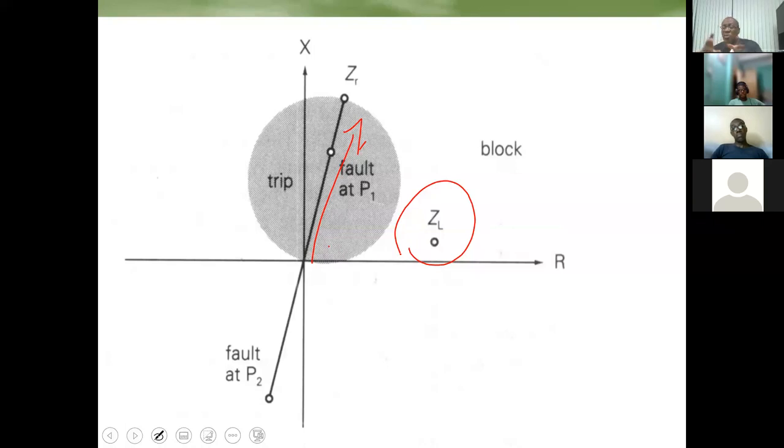All right, it will only trip when the impedance of the line, whose characteristic is that it is more inductive than resistive. Yep. So it means that it will be closer to the x-axis. That impedance will be closer to the x-axis. With me? As against your load impedance, which will be closer to your resistance axis. And so this is the modified characteristic.